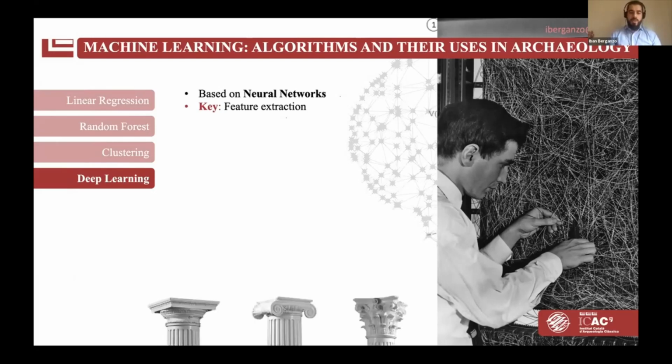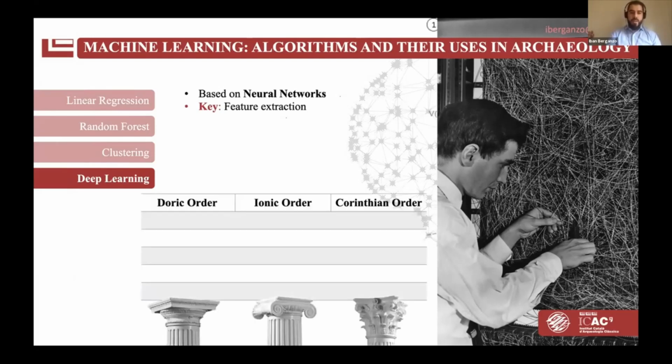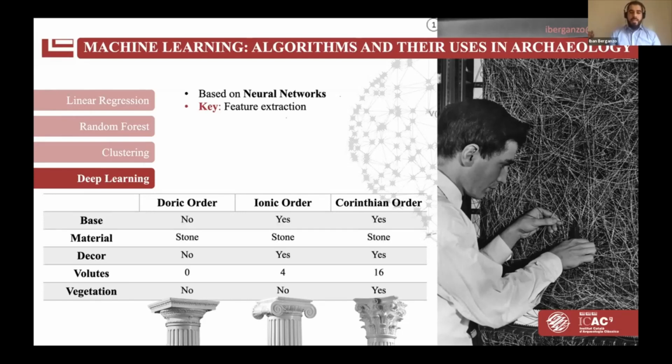I will show you an example. These are Greek columns, and as you know, the first one is Doric, Ionic, and Corinthian the last. The features of these columns are, for example, the base, the material, the decor, pollutes, and vegetation. This is the data that in the traditional machine learning algorithms we must seek, because this is the data that we pass to the algorithm.